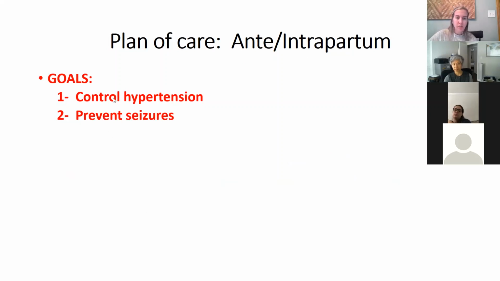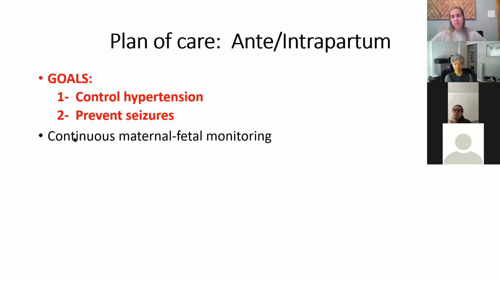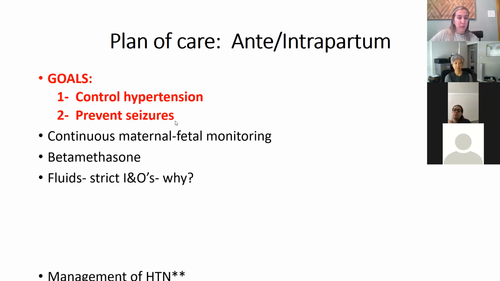Now, we'll control our hypertension with our antihypertensive, and our seizures we'll do with MAG, which I'm going to talk about on the next slide. But the moms will typically be on continuous monitoring, right? It helps us look for abruption, and helps determine if the baby's experiencing any hypoxia. So we'll do that. We'll also give the mom betamethasone. So she'll get the 2 doses 24 hours apart, which is appropriate for a mom who has preeclampsia.